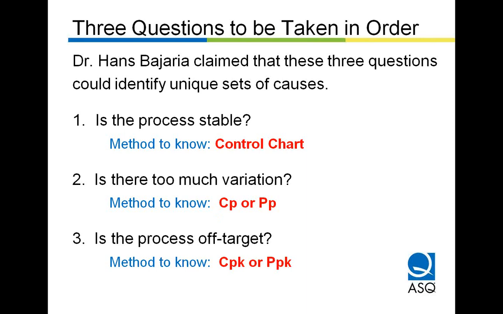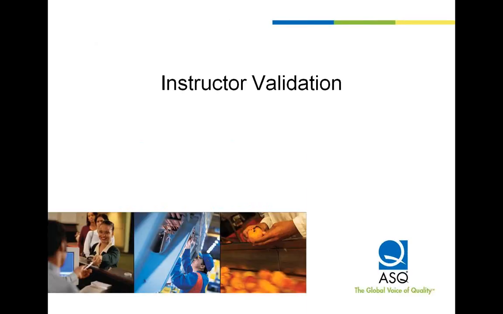The interesting thing that I've found while I've watched people try to launch product is they tend to want to shift the product to be on target as a first step rather than eliminating the noise in the system, identifying special cause variation and very systematically eliminating that special cause. I'm suggesting that Hans Bajaria's order is a more efficient way to get your processes robust and capable.